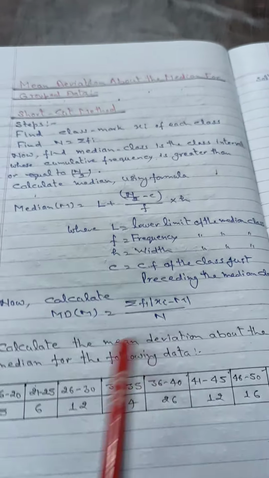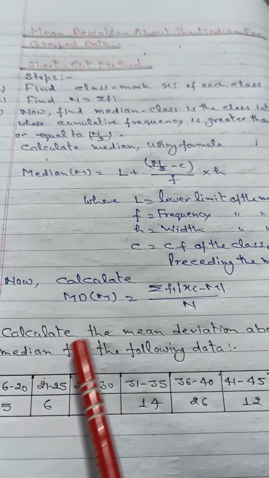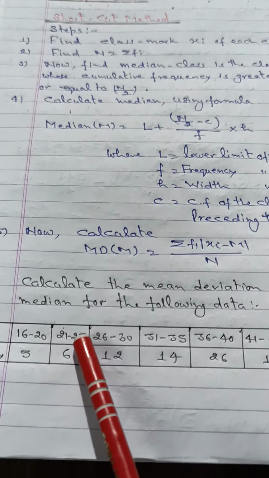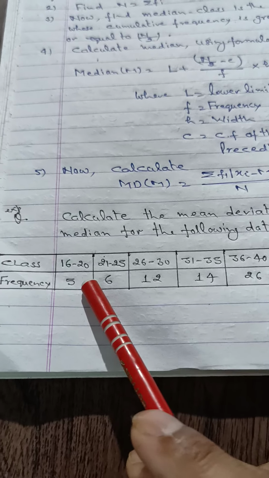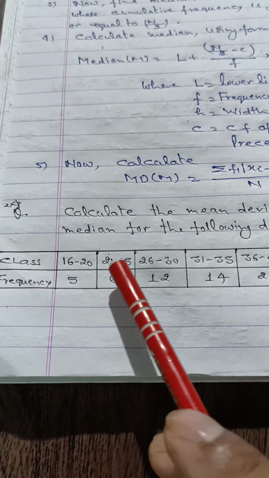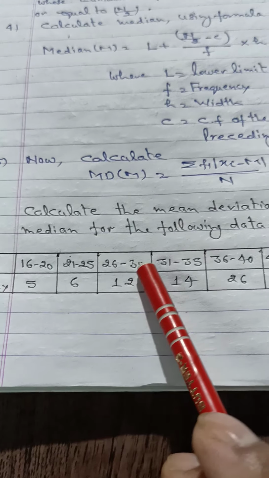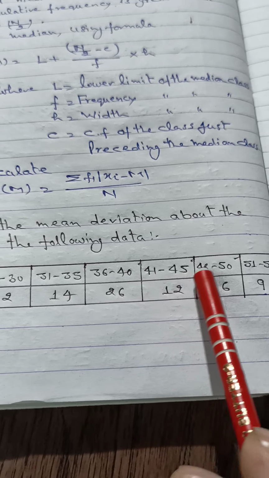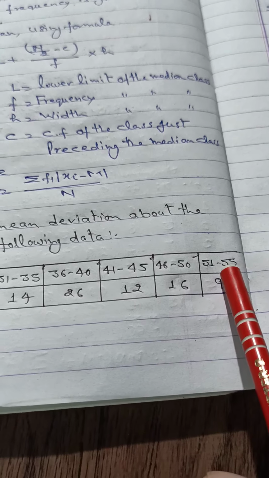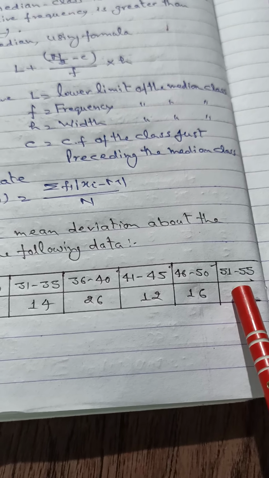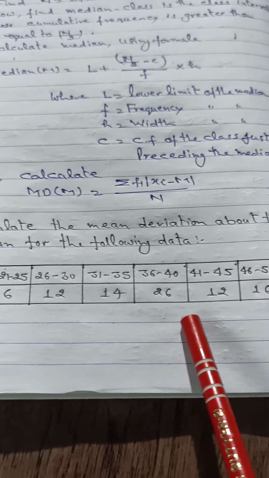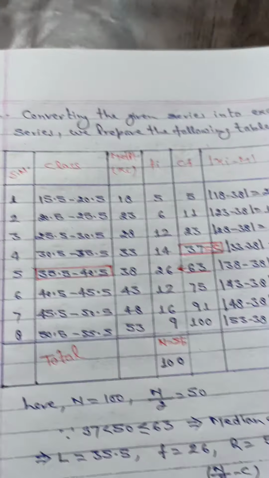Okay, now let us take one example. Calculate the mean deviation about the median for the following data. Here the classes are 16 to 20, 21 to 25, 26 to 30, 31 to 35, 36 to 40, 41 to 45, 46 to 50, 51 to 55. That is the inclusive method. Its corresponding frequencies are 5, 6, 12, 14, 26, 12, 16, 9. Now let us see the solution.